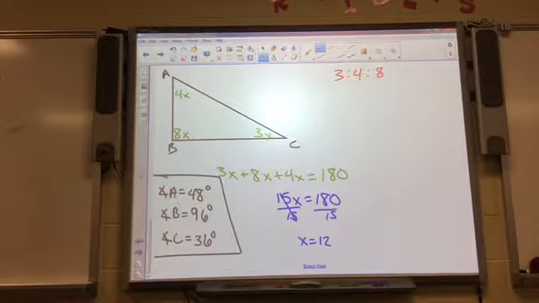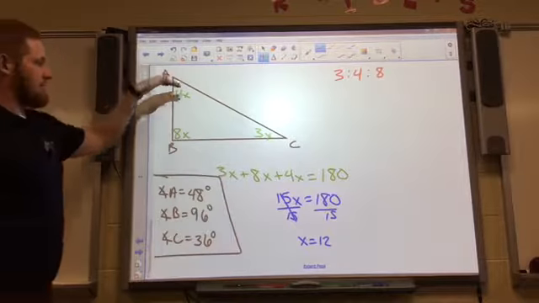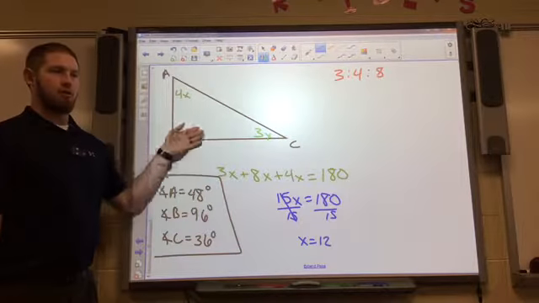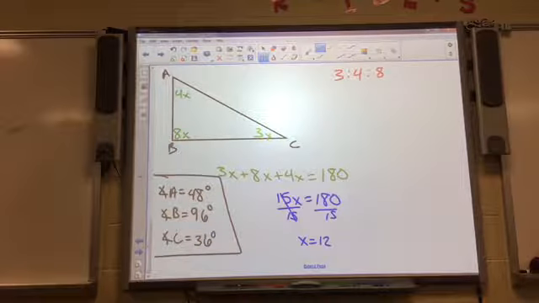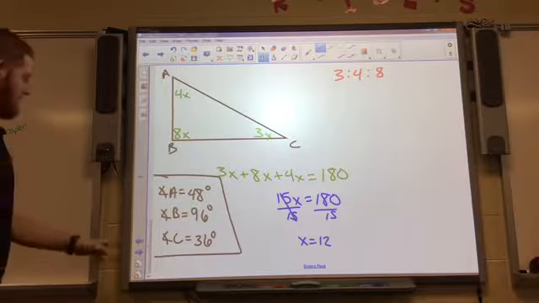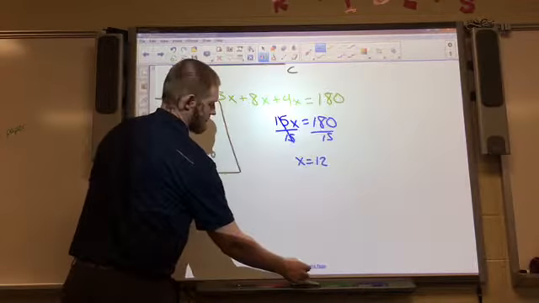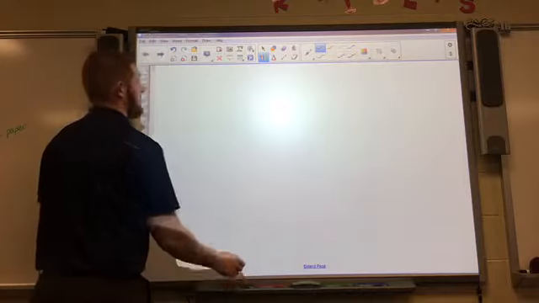Okay, so we took our ratio and we used that to be able to set up our angle measures in our triangle, correct?